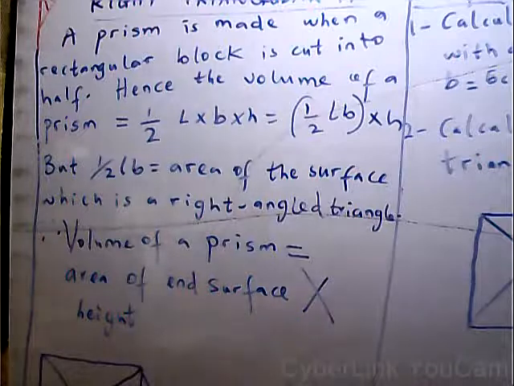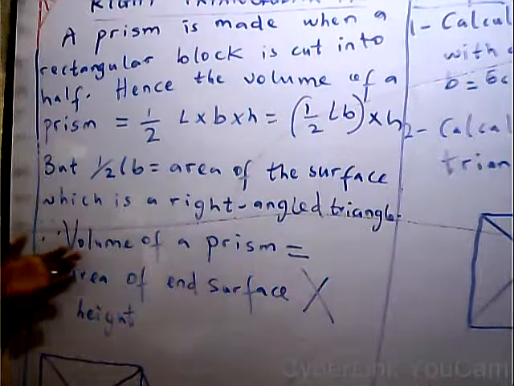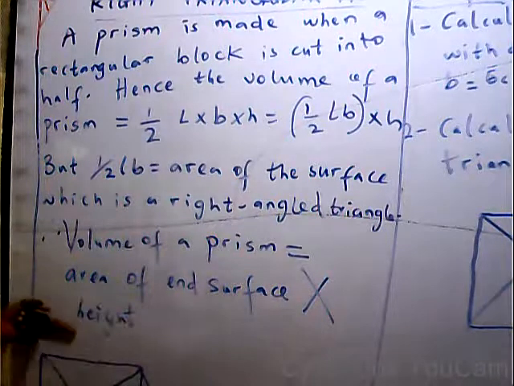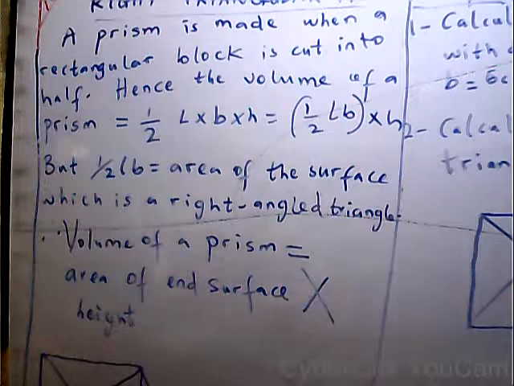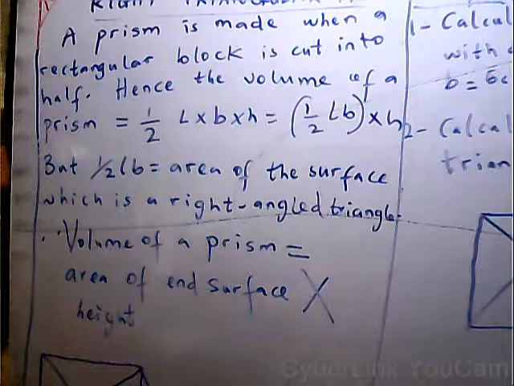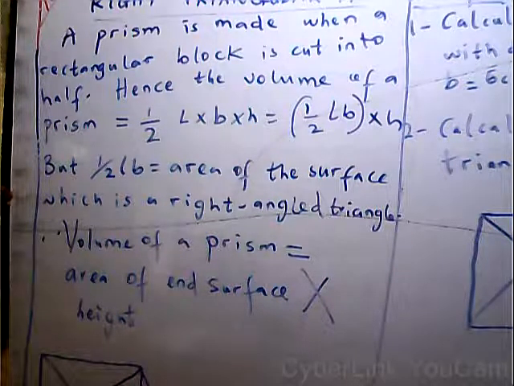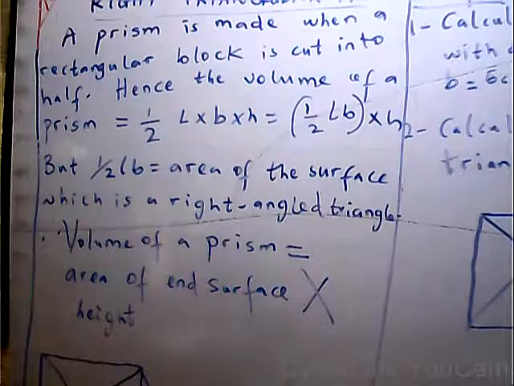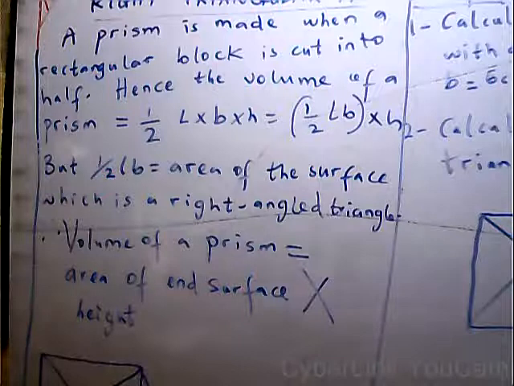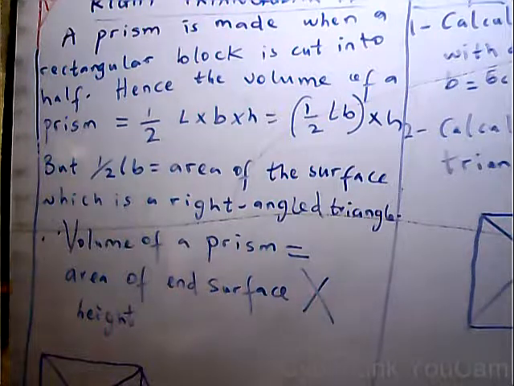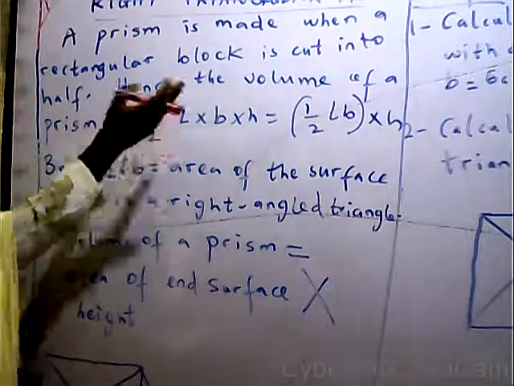Therefore, we can change the formula by saying the volume of a prism is equal to the area of the end surface multiplied by height, that I just said now. Don't forget, don't mix these two things together. For a cuboid, or a rectangular block, the volume is length times breadth times height. But when you divide the rectangular block into 2, you have a triangular prism, and the formula for finding the volume of a triangular prism is half length times breadth times height.